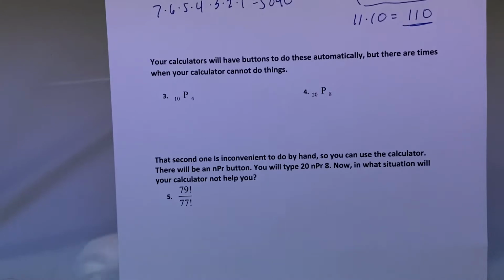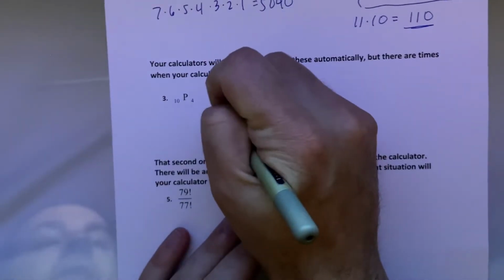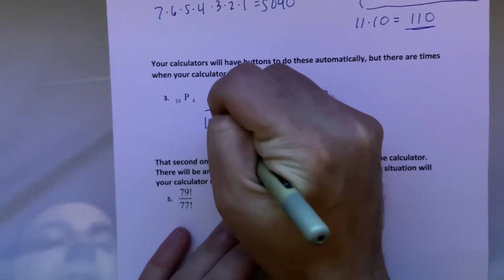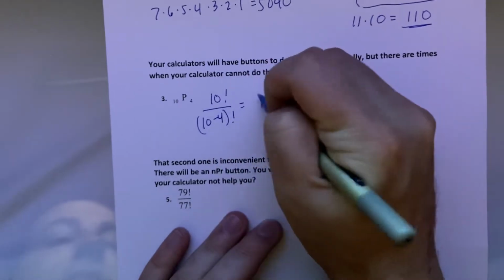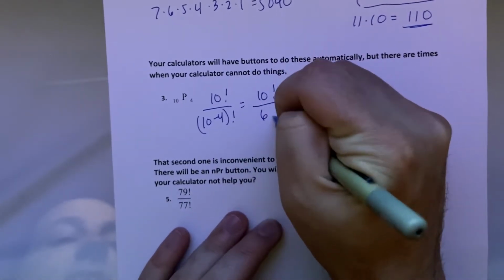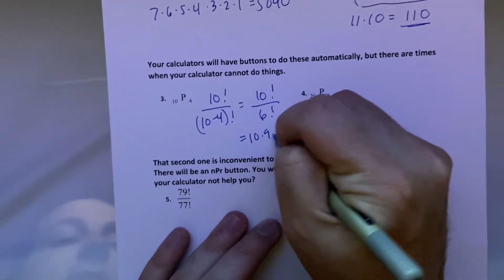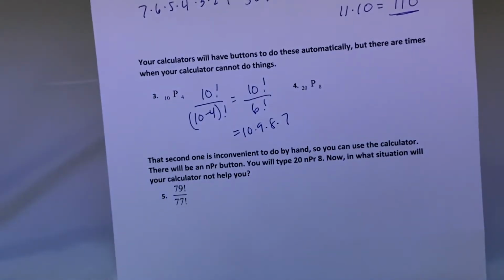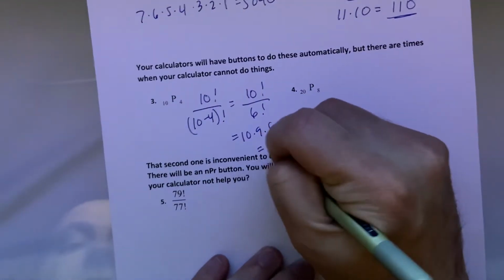10P4, which is 10 permute 4, means you have 10 items and you're choosing 4 of them. It's really 10 factorial over 10 minus 4 factorial if you're doing it by hand. So 10 factorial over 6 factorial, just 10, 9, 8, and 7. And then everything down from there cancels. But if you do that, you get also still 5,040.